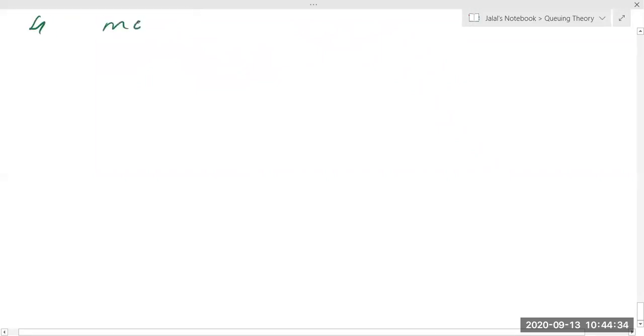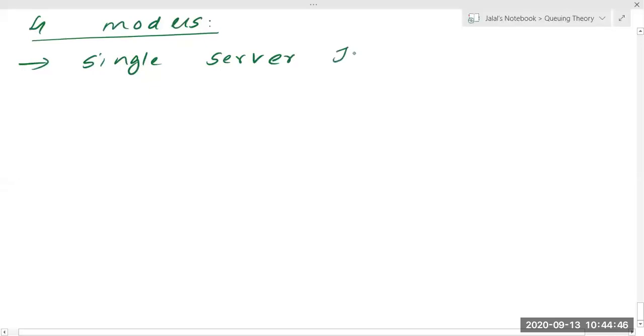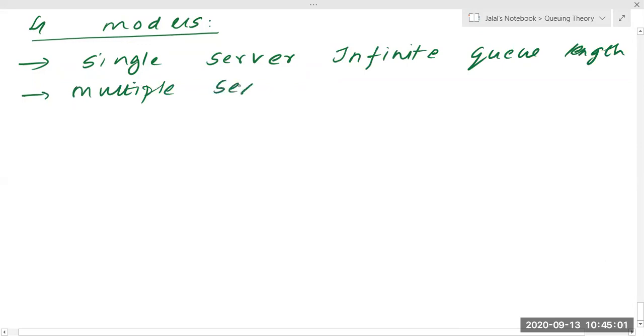The 4 models which we are going to study. There is also population, but we don't consider the population model. What do we consider? I'll just write it. Single server, infinite queue length. What is there in our syllabus? I'll let you know. Single server, infinite queue length. Multiple server, sorry, I'll write single server only first. Single server.